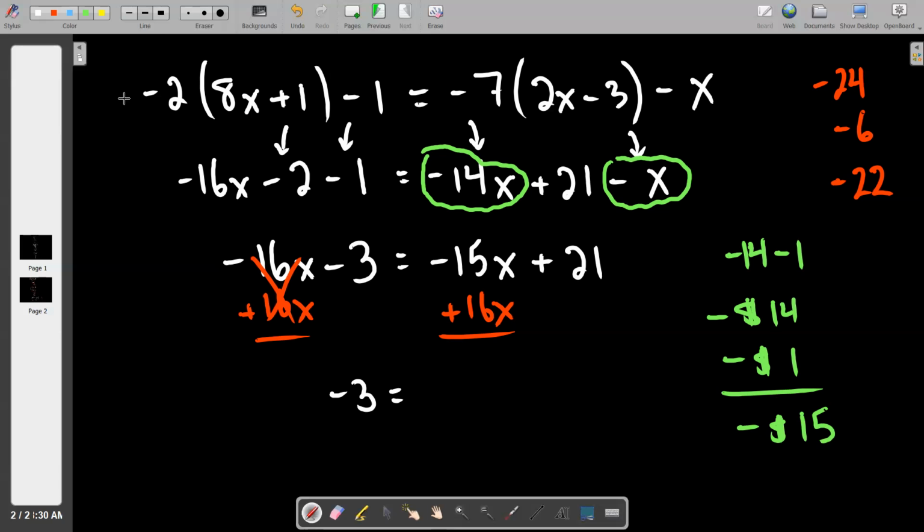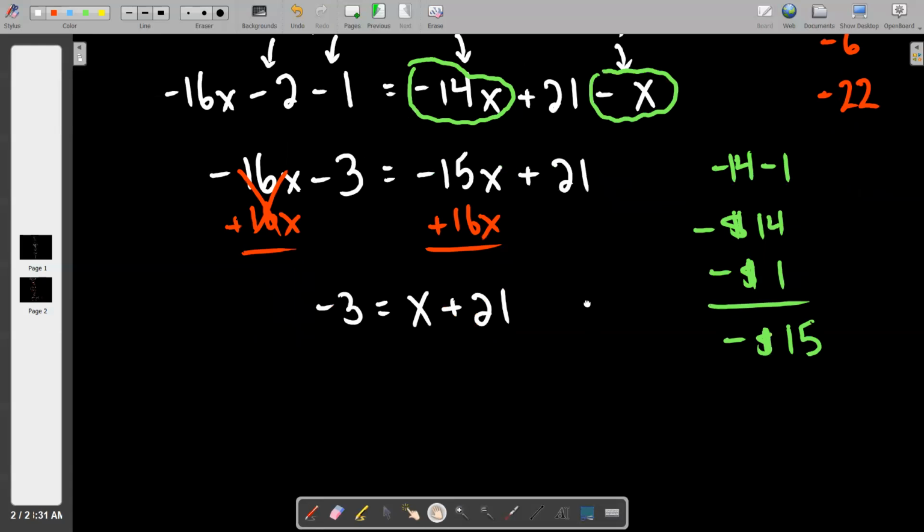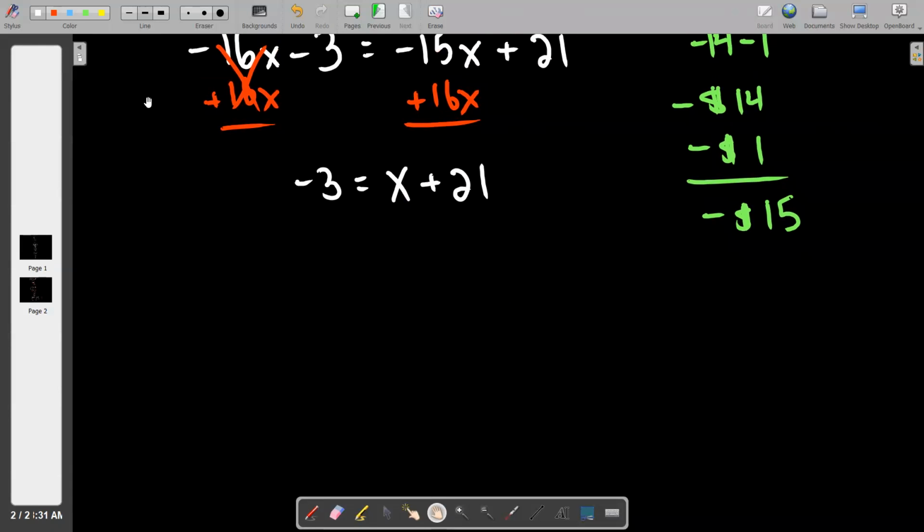So on the right-hand side, -15x's plus 16x's is +1x. I elect not to write the 1, because then I'll think I've got more work to do, like, hey, jackpot. And then I'm going to subtract 21 from both sides. So whoever came up with -24 is correct. Okay.